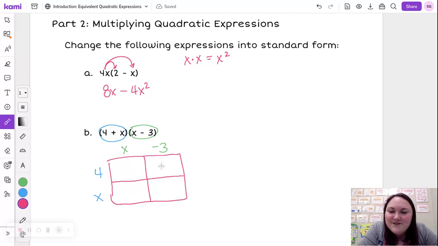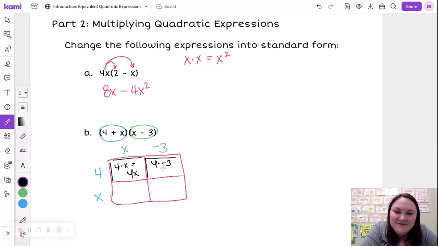And there are 4 squares now, and each square represents the multiplication we need to do. This square here is telling me I need to multiply 4 by x. And so 4 times x gives us 4x. This next square right here is telling me I need to do 4 times negative 3. And so 4 times negative 3, that's going to give me negative 12.